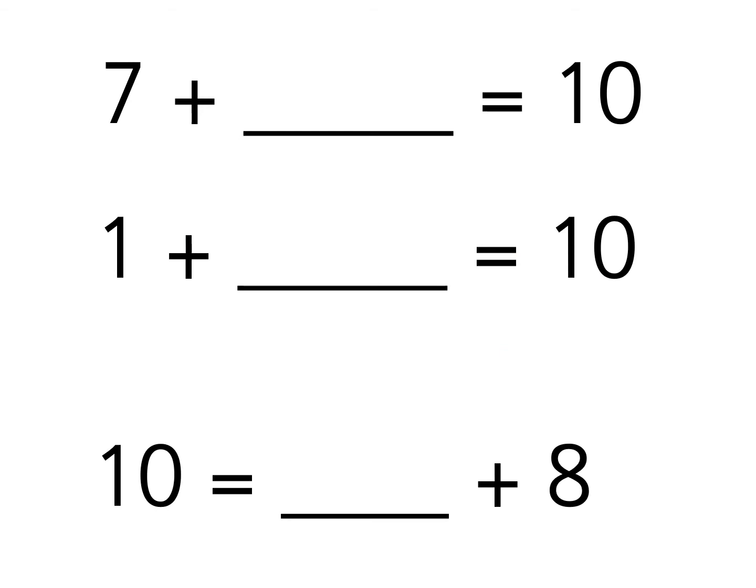Right. I just want you to shout out these answers. So we've got 7 add something is 10. So we've got a missing number in the number bond. 7 and what make 10? Well done if you said 3. 7 and 3 make 10.